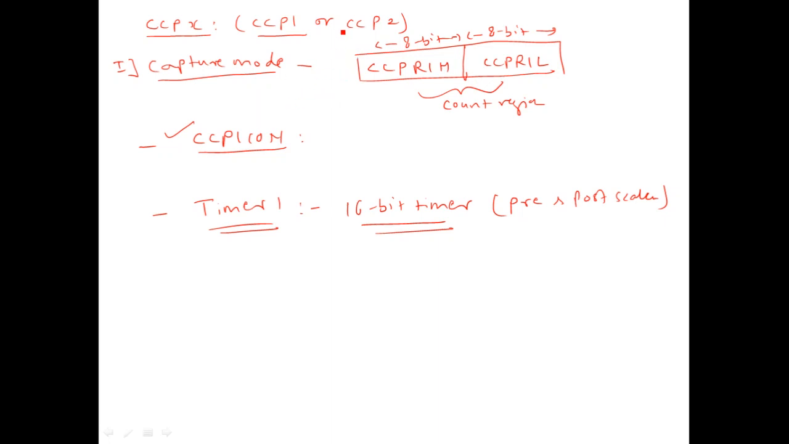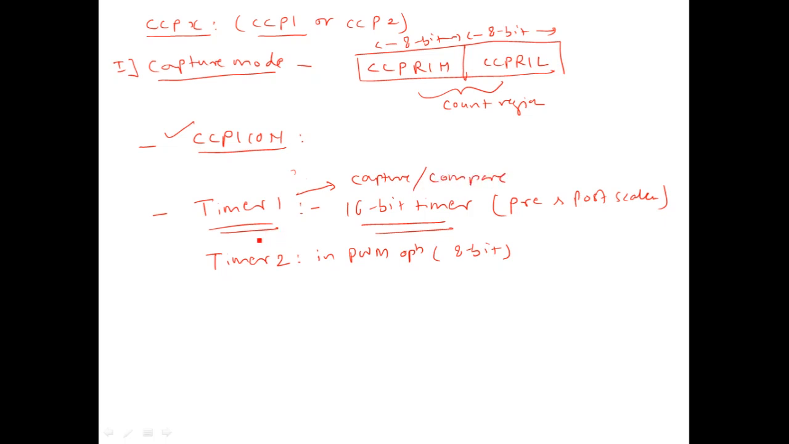The last mode of operation is the PWM mode. You know, capture, compare, and PWM. In the PWM mode of operation, it uses timer 2. Timer 2 is used particularly in PWM mode of operation, and that timer is an 8-bit timer. So it means that if you are operating this particular module in capture mode or compare mode, it will use timer 1.